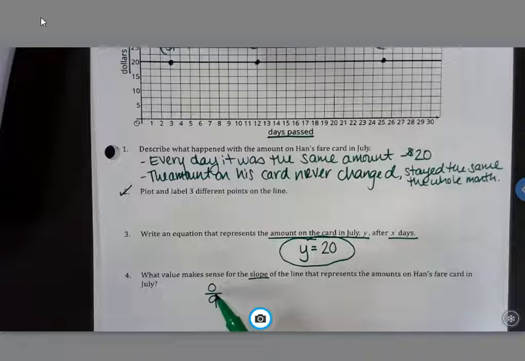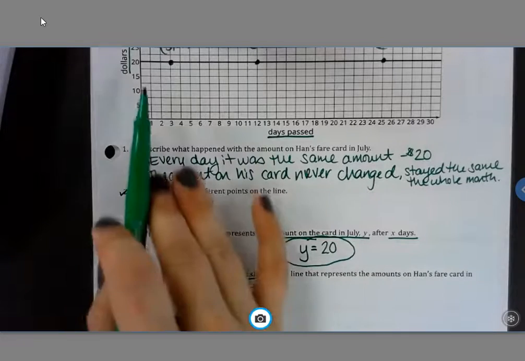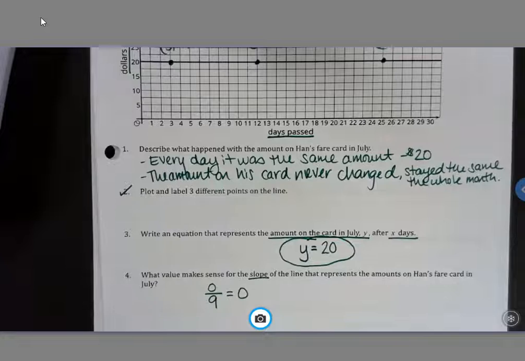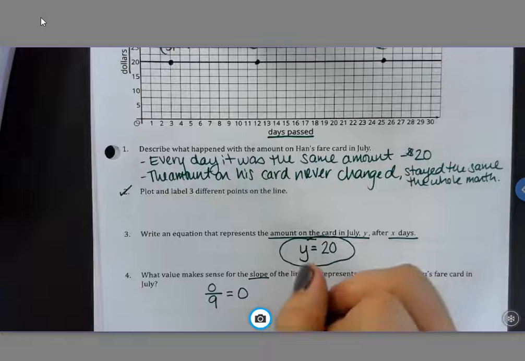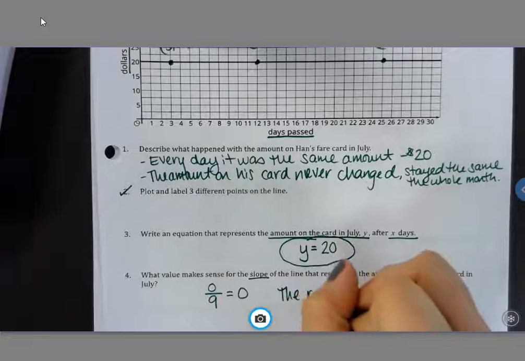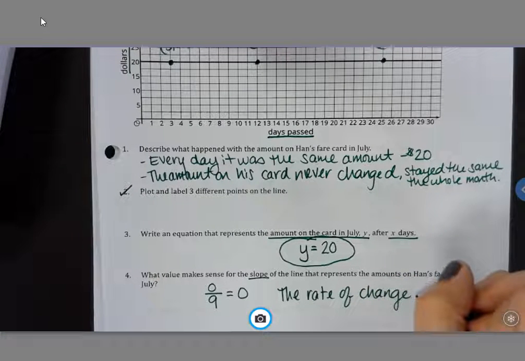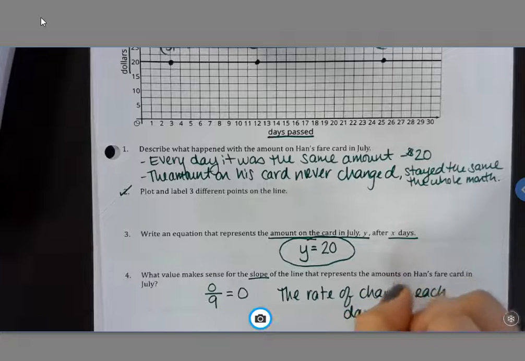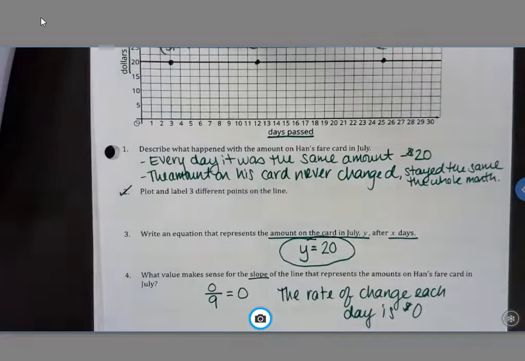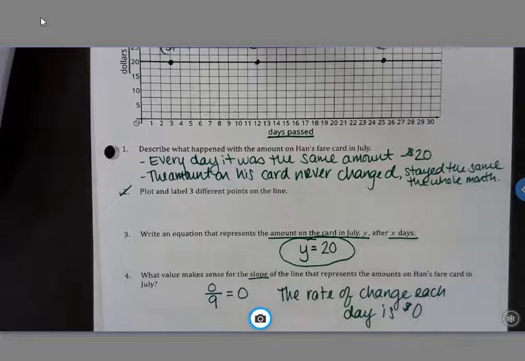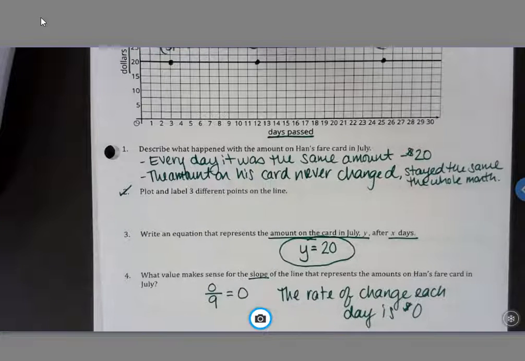If you punch in 0 divided by 9 in your calculator, it's going to tell you that it's 0. So the slope of the line is 0 because it's not going up and over at all. What this also means is that the rate of change each day is $0, right? It doesn't change at all per day, so that's going to represent the slope.